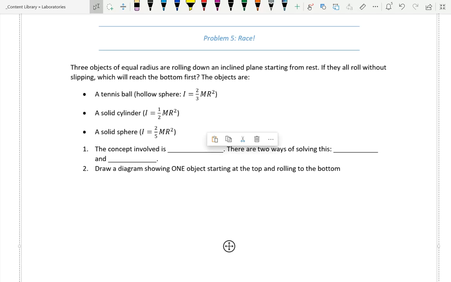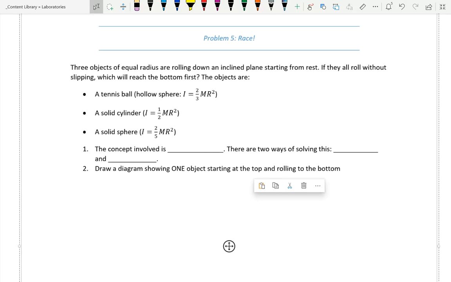If I could do it, I could say the sum of the torques is equal to I alpha, and then I could calculate what the forces are, and work out the acceleration of each one. Or I can do the work energy, and that's the way we're going to do this. We're only going to do it one way because we don't have enough time to do it both ways.